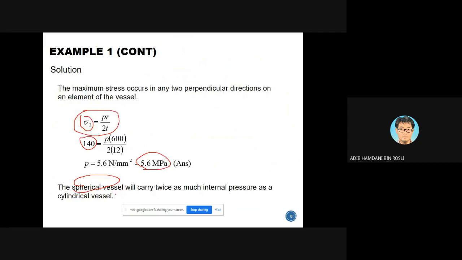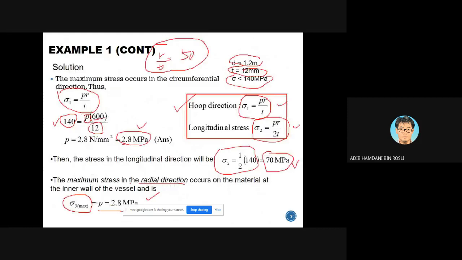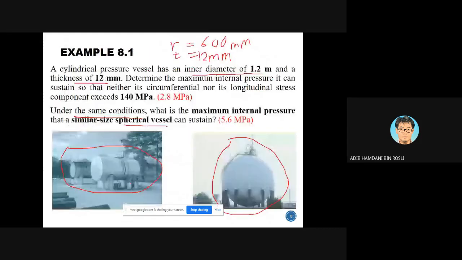So you can conclude that the spherical vessel can carry twice the internal pressure compared to the previous cylindrical vessel, given the same design, the same condition of R and T, the radius and the thickness. Okay, that's all for the first part.